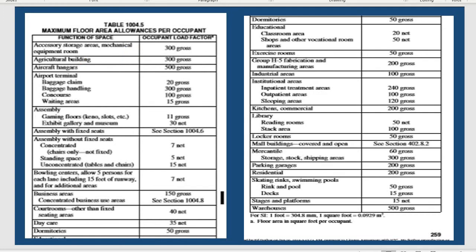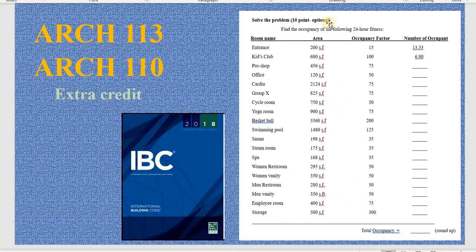So now if you go back to the table I gave you as an example on 24 Fitness, you see that in 24 Fitness we have different rooms. We have cardio, group X, cycle, yoga, basketball, swimming pool, sauna, steam, spa, woman restroom, woman vanity, man restroom, man vanity, employee, and storage. We have many different kinds of rooms. So that's why the area of each of them is different, depending on the people to design for 24 Fitness. And the factor is also different, depending on the room.